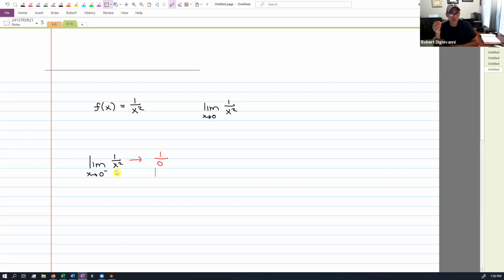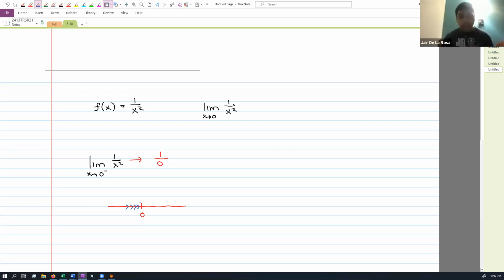But just consider what's actually happening here. Your number line looks like this. You have 0 here, and we are approaching 0 from the left. So somebody give me an example of a number that would be to the left of 0, but kind of close to 0. Anything you want? Negative 0.01. Okay, so you want me to pick negative 0.01. You might have said 0.001, but I'll just go with negative 0.01.